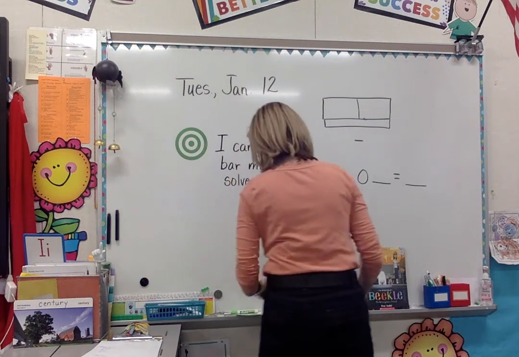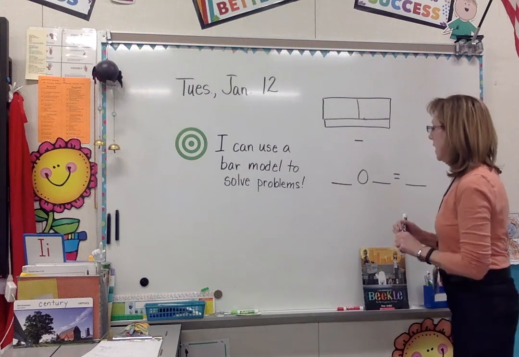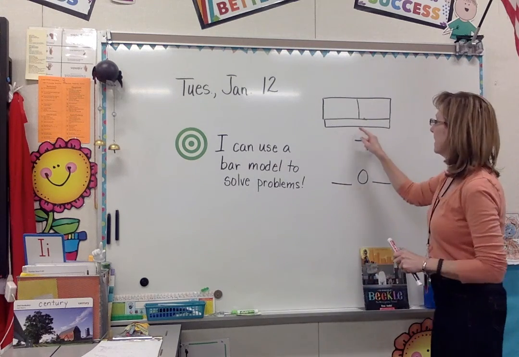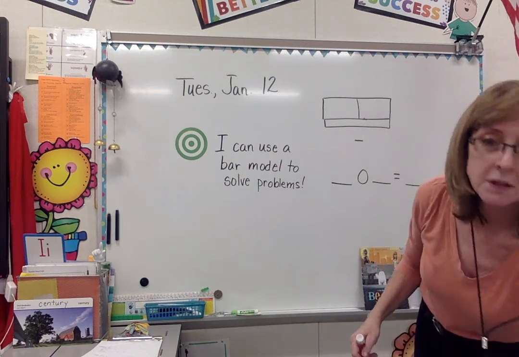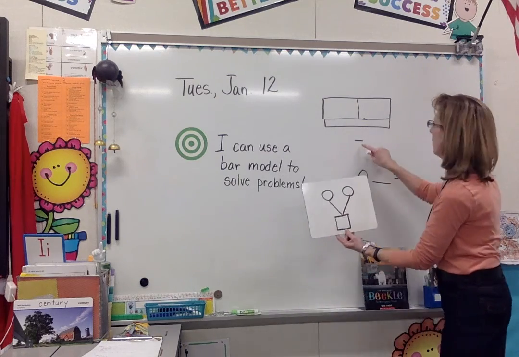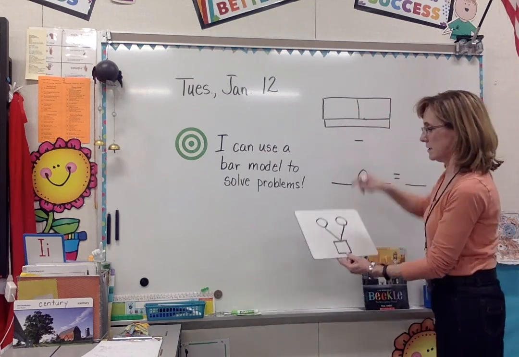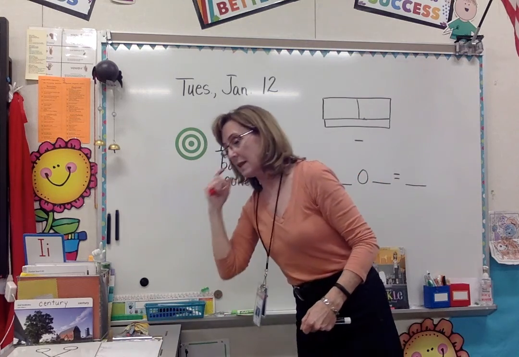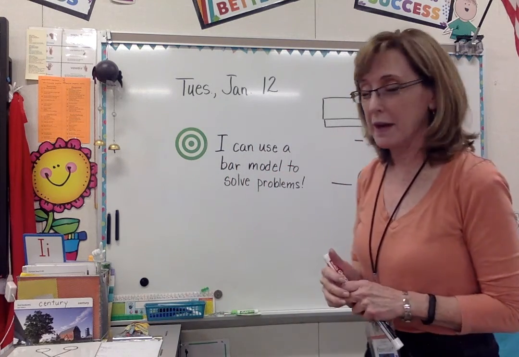So I have a bar model up here. This is our bar model, and I want you to think about this as the upside down math mountain, where we have a total and 2 parts here. And so we're going to be using that. Just think about it that way. That will work out really well.